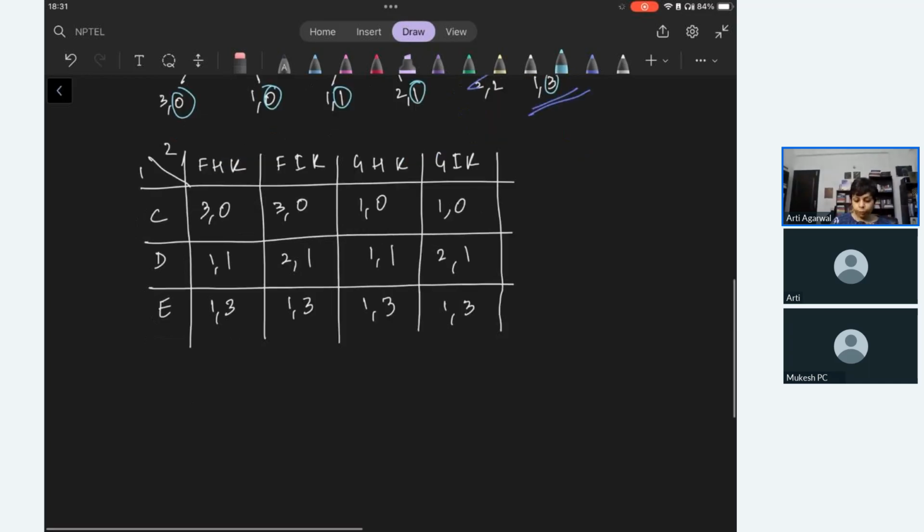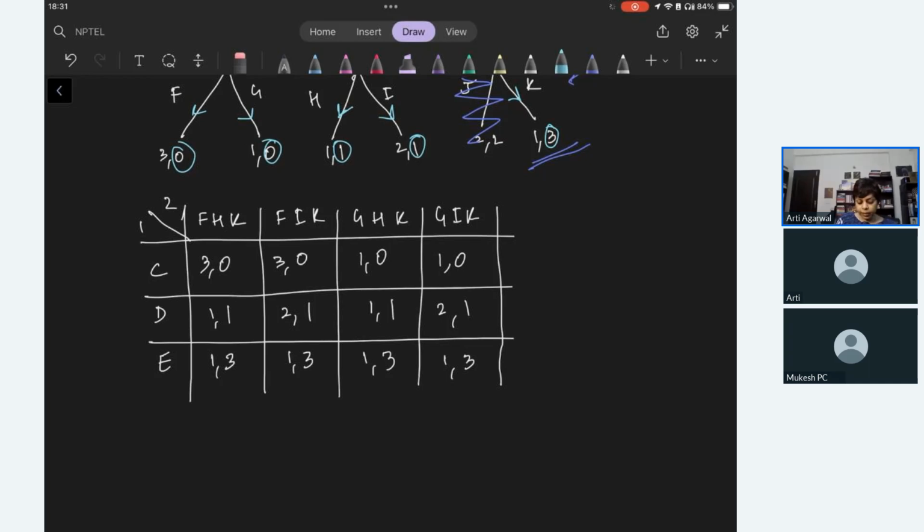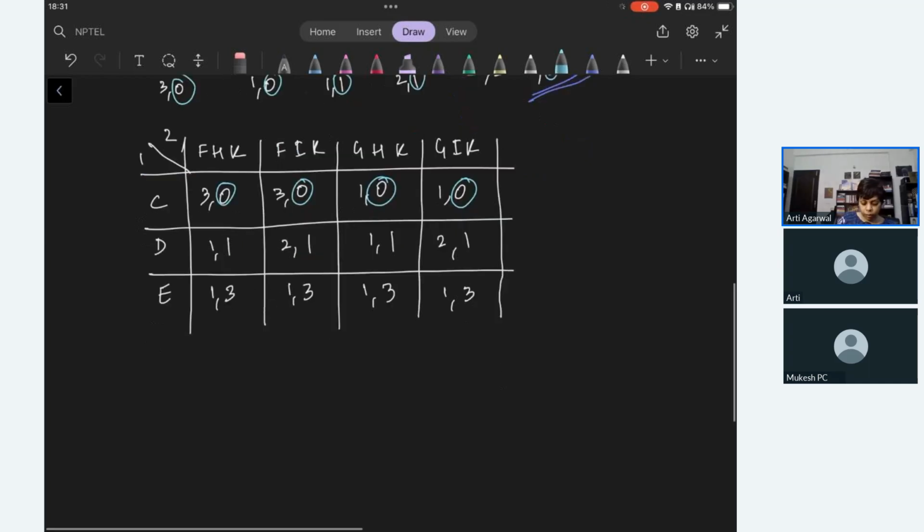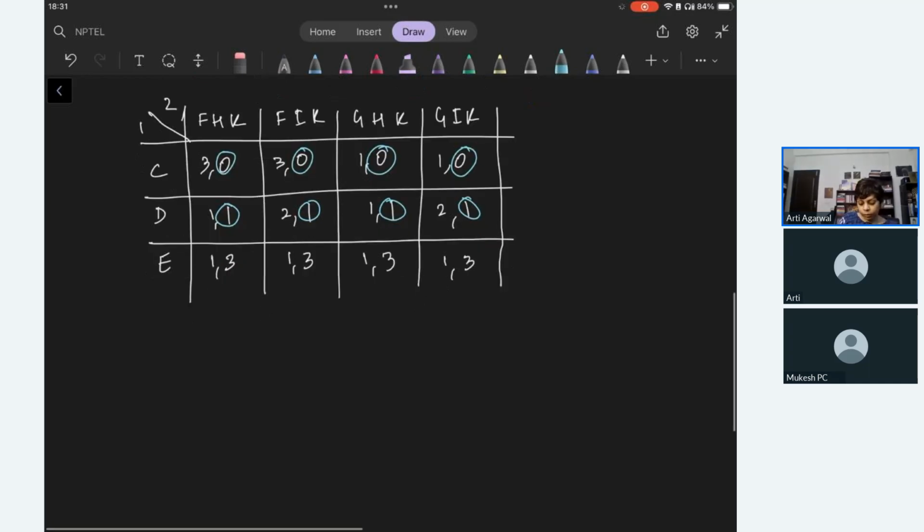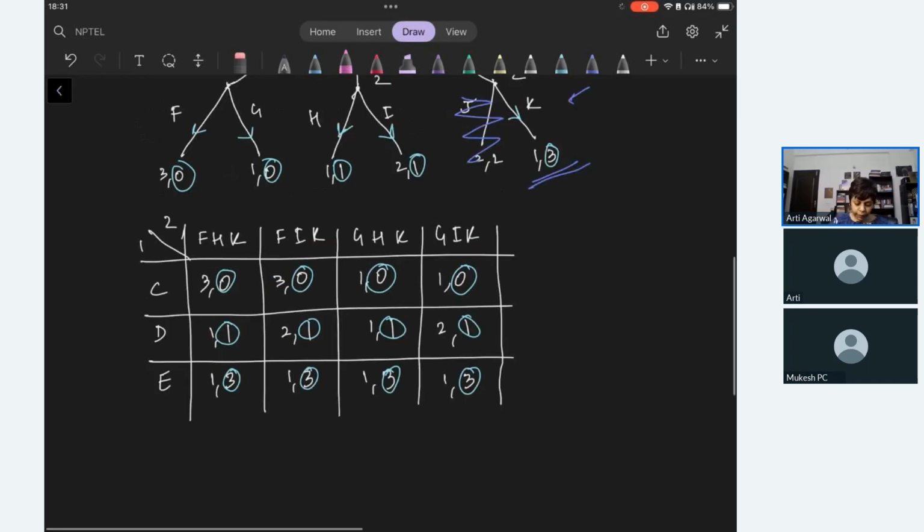Okay, let's see now. If player 1 is playing C, then for player 2, they're all best responses. If 1 is playing D, then again, they're all best responses. Wait a minute, did I do something wrong? No, just right. If 1 is playing E, then also all of these are best responses. Now let's look at it the other way around. If 2 is playing FHK, 1 would play C. If 2 is playing FIK, again C. If it's GHK, all these are fine. GIK, this is 2, 1.